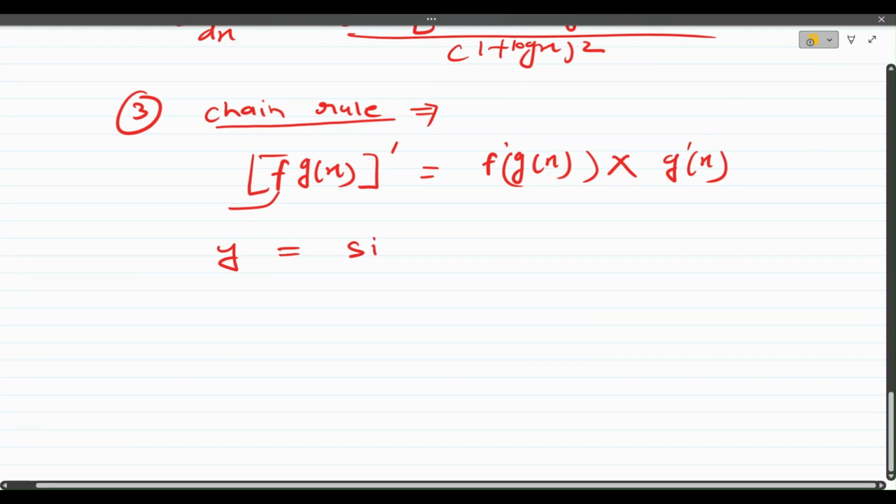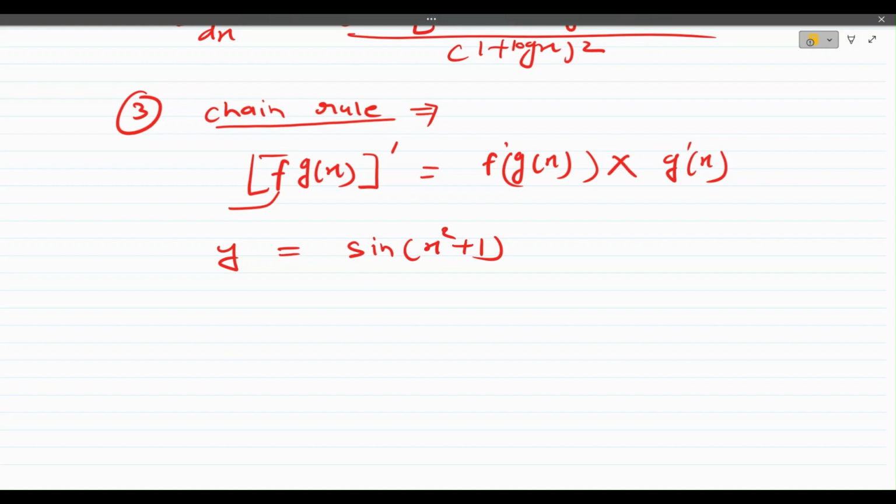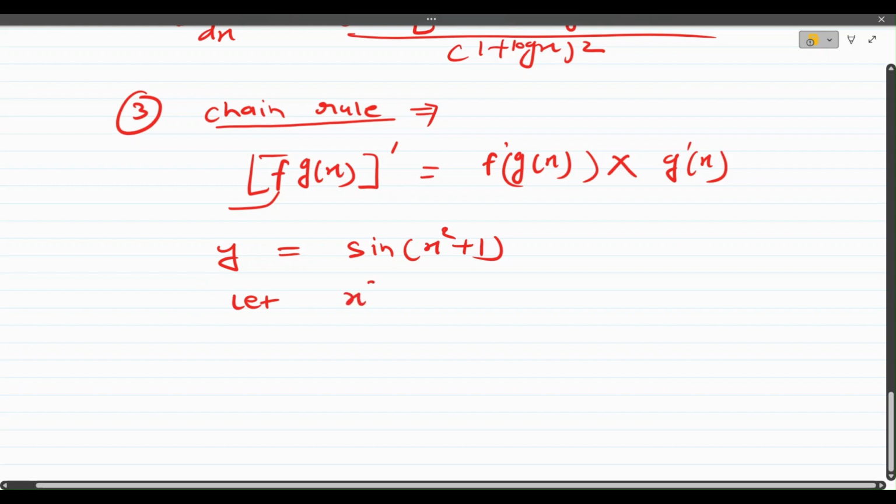y is equal to sine of x squared plus 1. Now sine is a trigonometric function and x squared plus 1 is an algebraic function. So here the algebraic function is inside the trigonometric function. So how do we differentiate? Let u is equal to x squared plus 1.